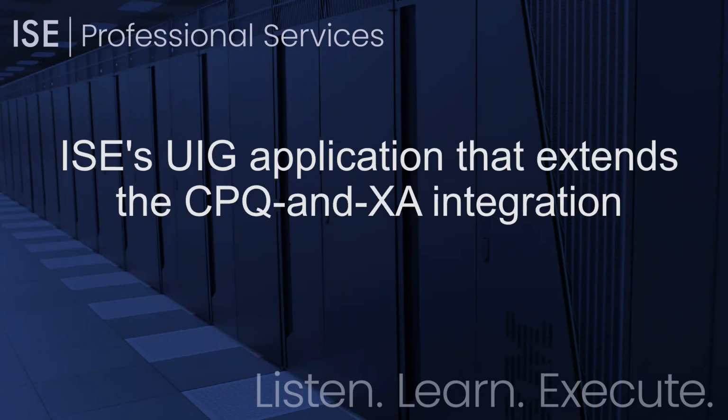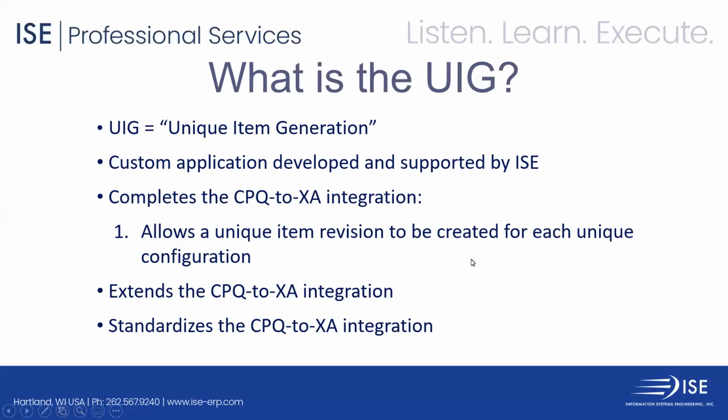All right, so we have the ISE UIG application, and this extends the CPQ-and-XA, the vanilla out-of-box integration. Okay, what is the UIG? So UIG means unique item generation. It's a custom application developed and supported by ISE, and its original intent was to complete the CPQ to XA integration. And by complete, we mean it allows a unique item revision to be created for each unique configuration. So in other words, you don't stop at the item process. You actually generate unique item revisions.